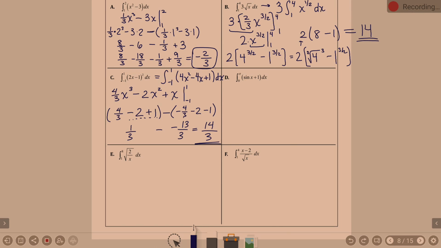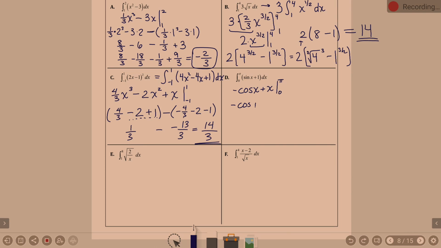Integral from 0 to pi of sine x plus 1. Negative cosine x plus x. Are we with them? The one I have to think about is, is it negative cosine x? It is, isn't it? Because this is how my brain works: the derivative of cosine is negative sine. There's no negative there, so that means I need my negative there.